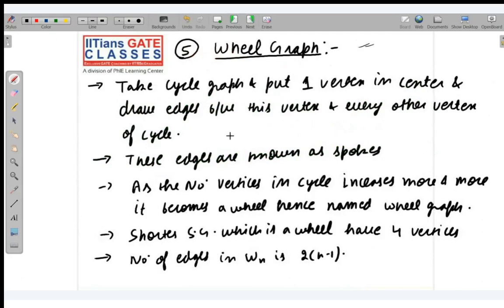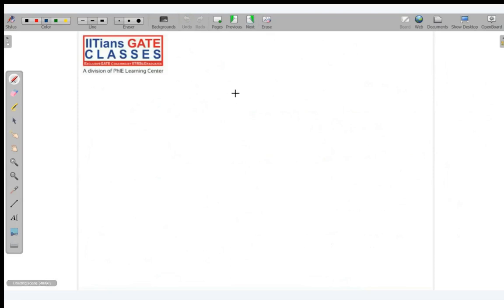What is a wheel graph? Okay, let me show you here. See this. We have a cycle graph. This is C3. You make one vertex here and you connect it with all of these. These are known as spokes. Another, this is C4. You take one vertex in between and connect it like this. Okay, this is the wheel graph.